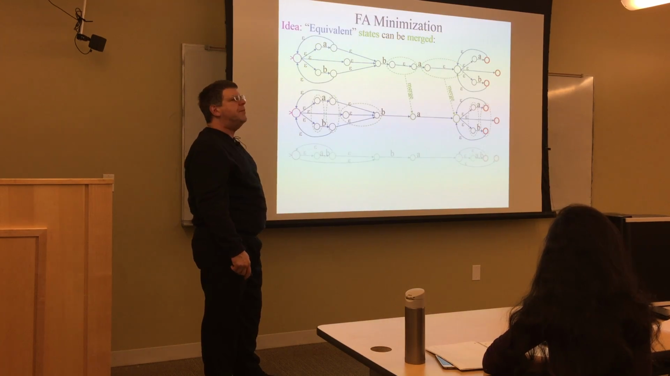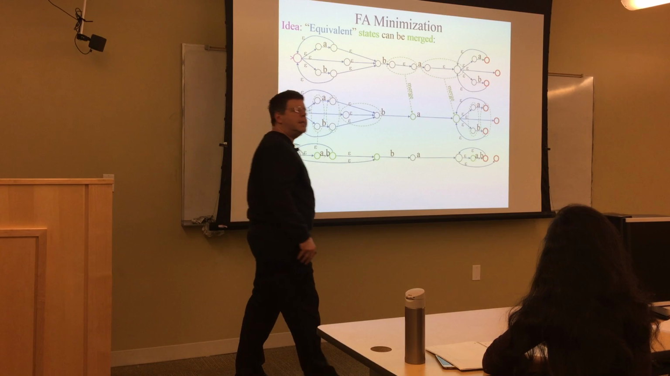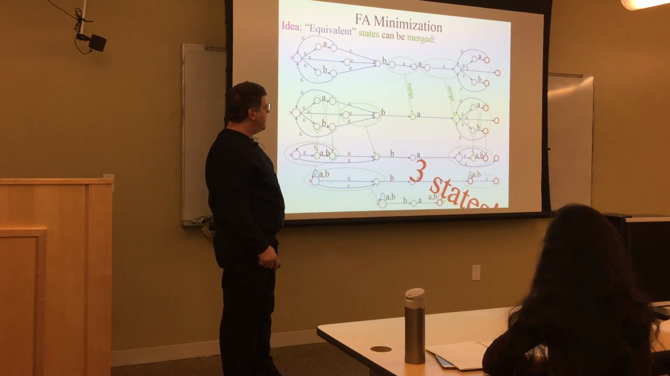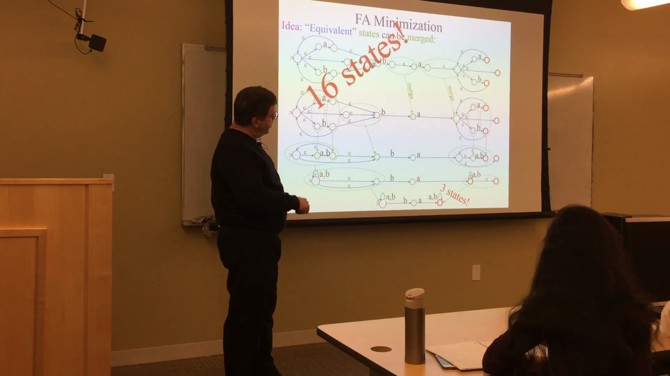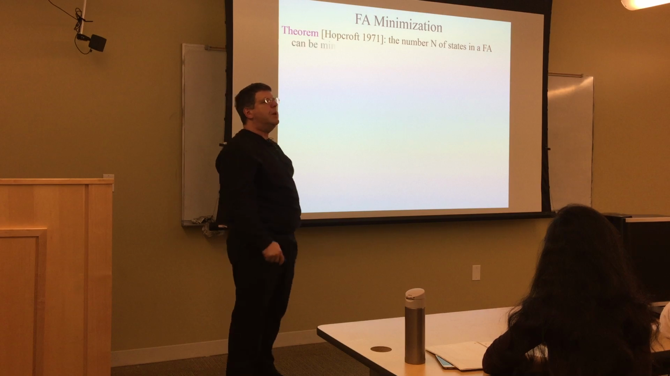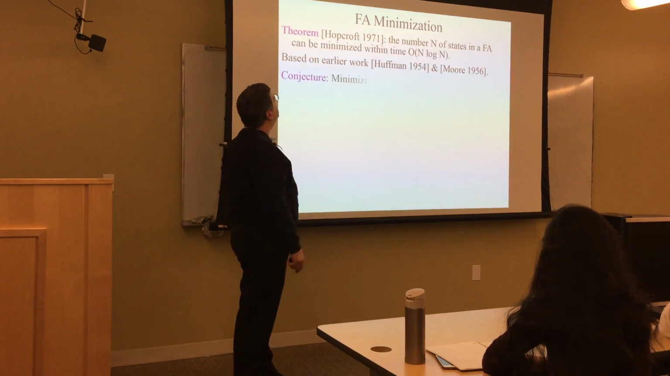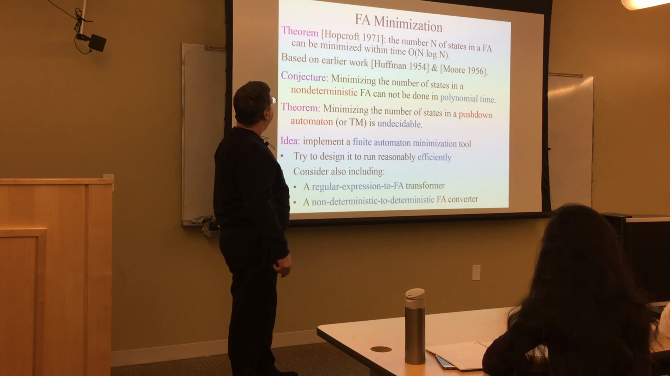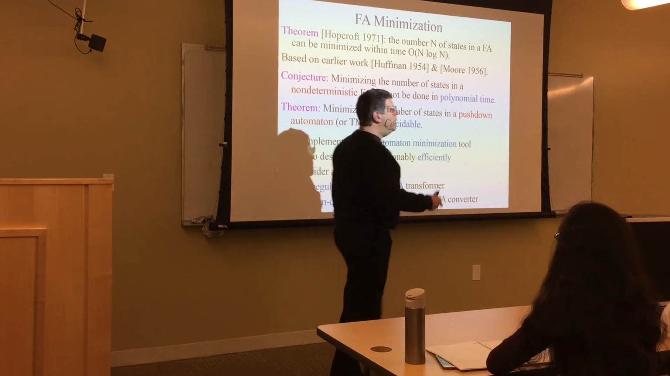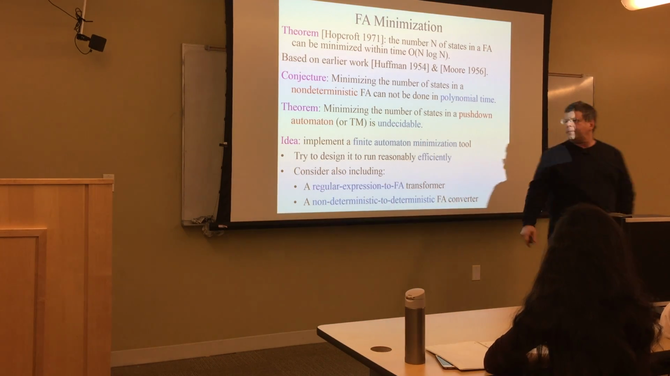Then we minimize the finite automaton by looking for equivalent states. Once we do that, we get smaller and smaller equivalent finite automata recognizing the same language. Finally, here we end up with a pretty small one. In general, you could do this with a pretty straightforward algorithm, n log n, where n is the number of states. Minimizing pushdown automata or Turing machines is undecidable. We'll talk more about that later.